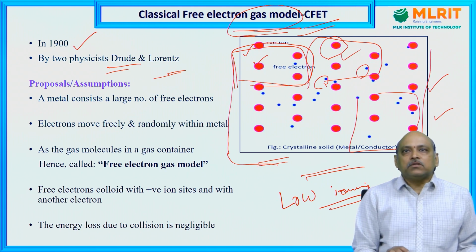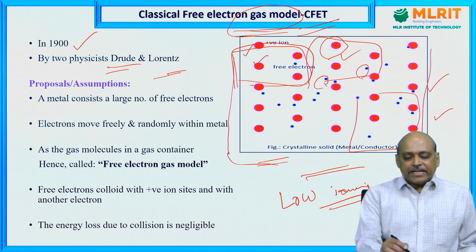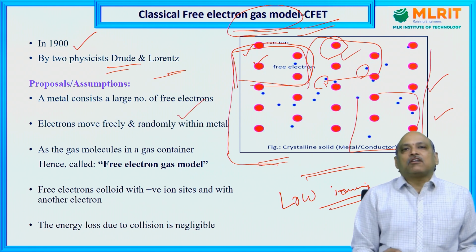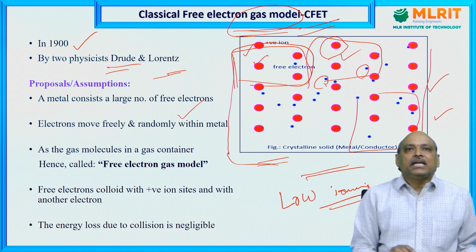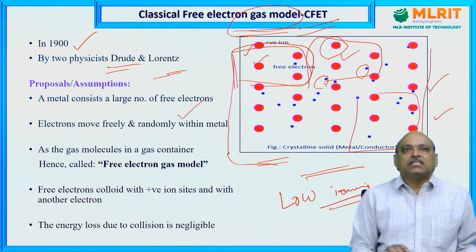Now according to this theory, a metal consists of a large number of free electrons. This theory was proposed with the following assumptions. These assumptions were made by these two scientists in the year 1900, soon after the discovery of the electron.